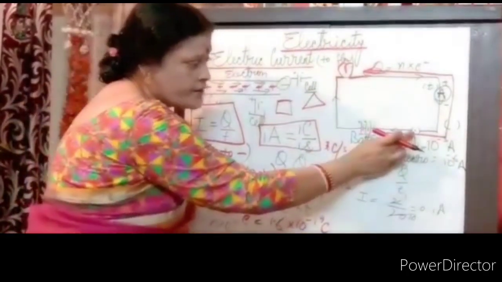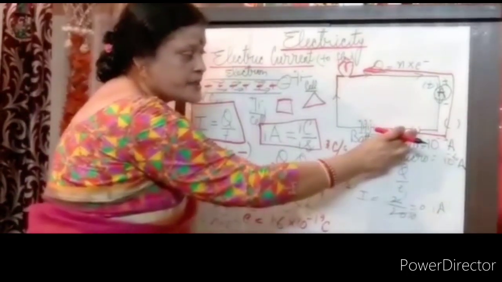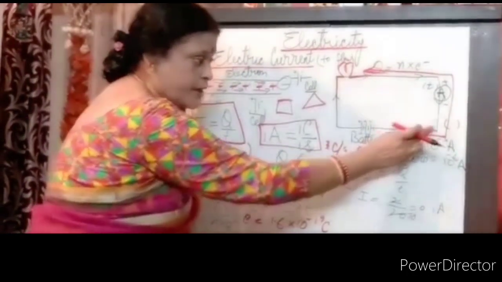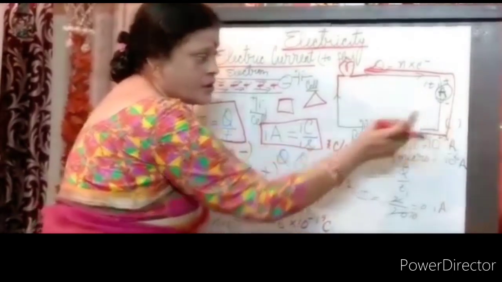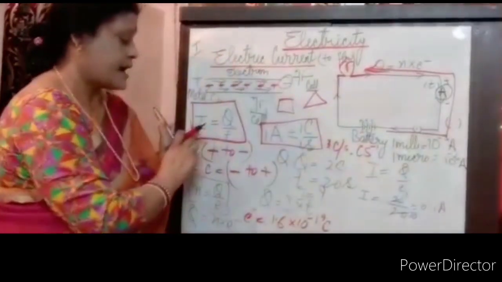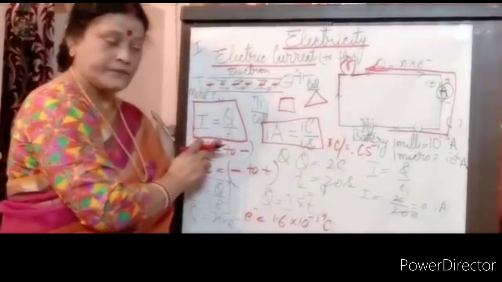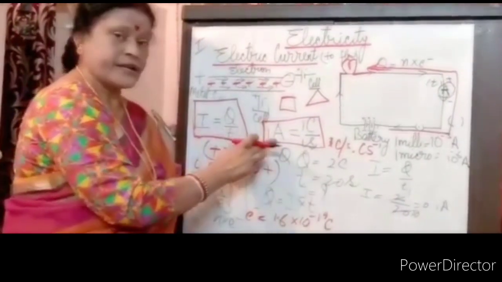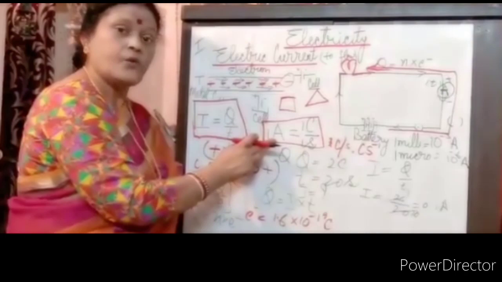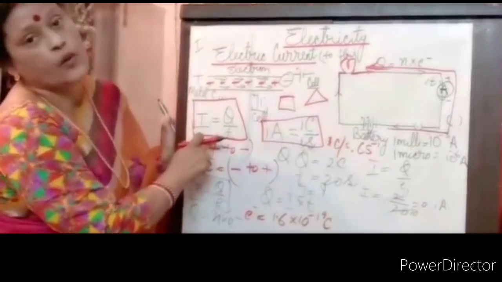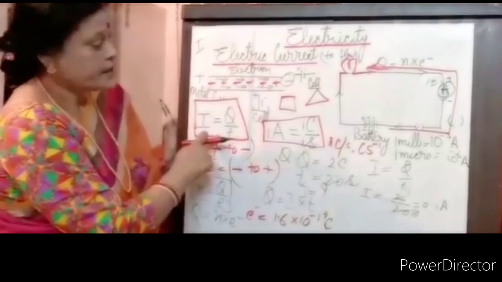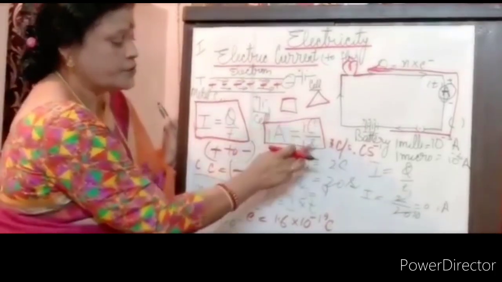This is a switch. When there is a dot inside, that means closed. If it is open, that means the current is not flowing. This is how we are representing it. Next is I is equal to Q upon T. And the unit of current is ampere. What is 1 ampere? It is the flow of 1 coulomb of charge in 1 second. So, ampere is equal to coulomb per second.